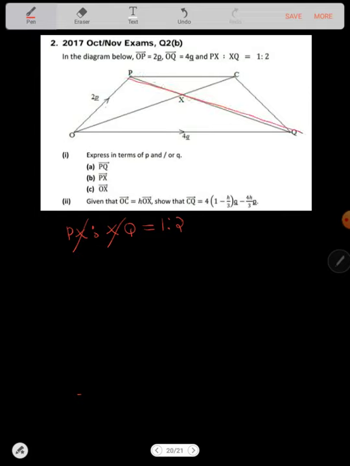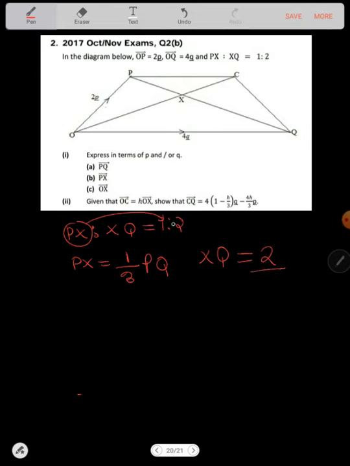That means line PX, which is here, and XQ, which is here, are all on which line? Line PQ. Therefore, PX is 1 over the total ratio, which is 3 when you add the two, of line PQ. Then XQ is equal to 2 divided by the total ratio, 3, of line PQ. So we have interpreted our ratio in this way.